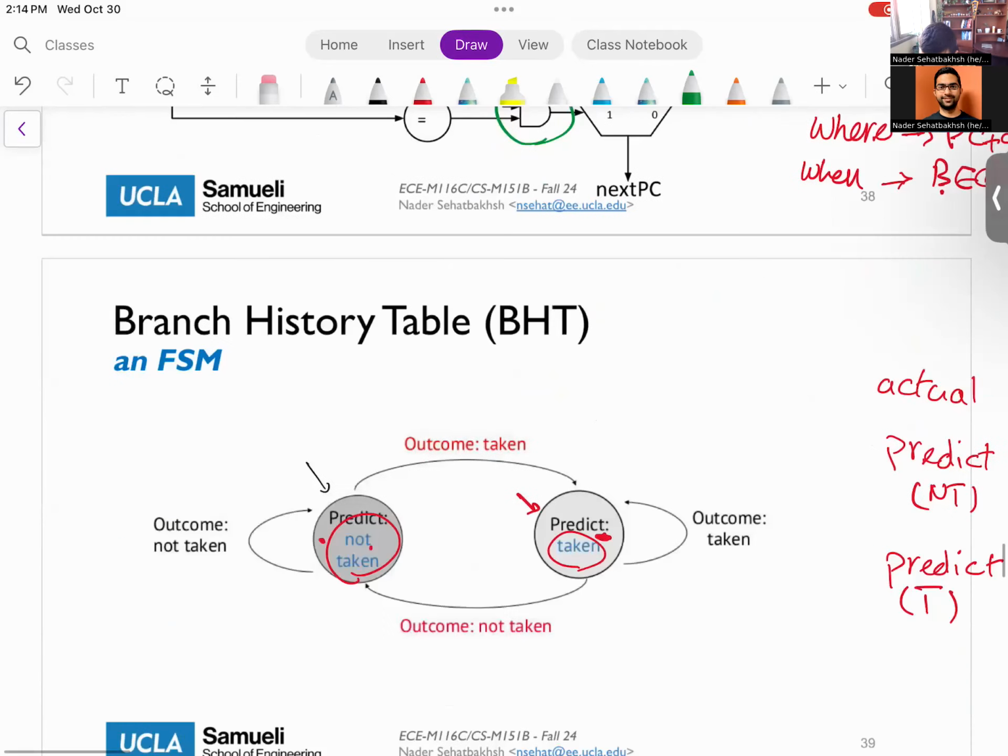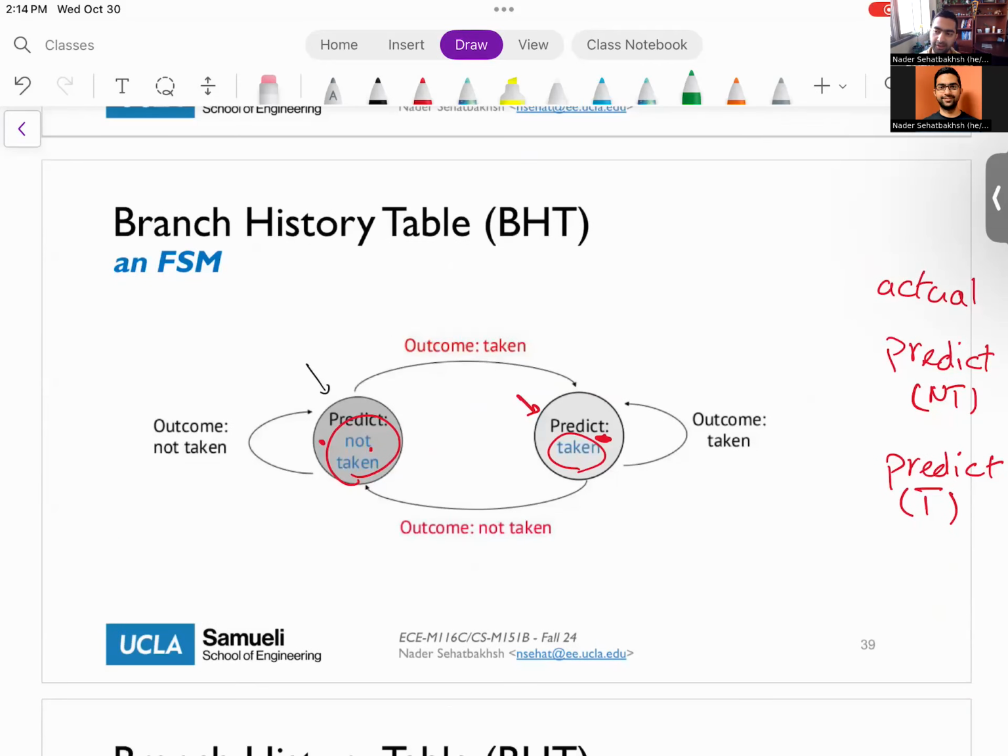Okay. And then if you want to show this as a finite state machine, the FSM will look like this. There will be two states: predict not taken, and predict taken. If you are in the predict not taken state, it means that as a new branch comes, we're going to predict not taken. If we are in the predict taken state, if we see a branch, we're going to predict taken.